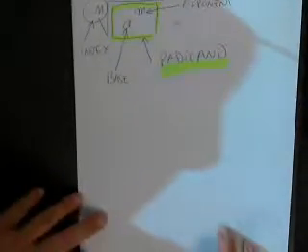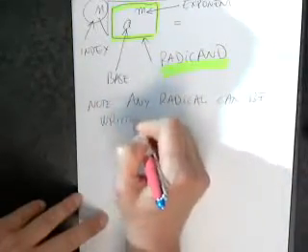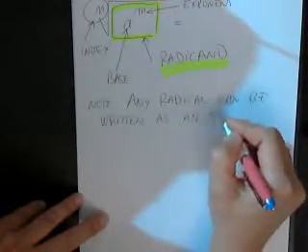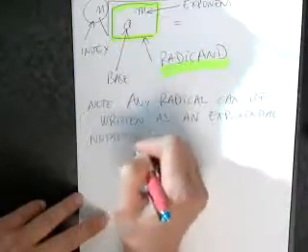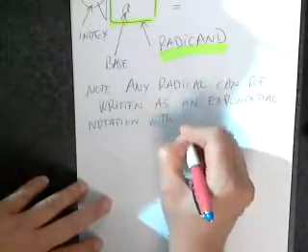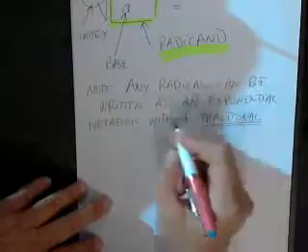Now, here's another note for us. Note, any radical can be written as an exponential notation. And something important follows. This is not finished. Any radical can be written as an exponential notation with a fractional, this is the key word here, exponent.